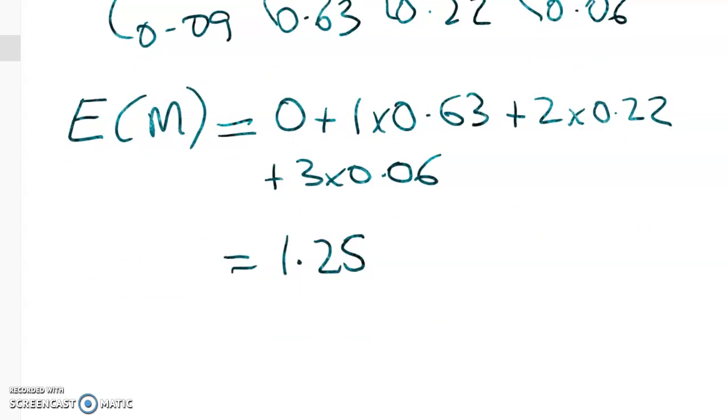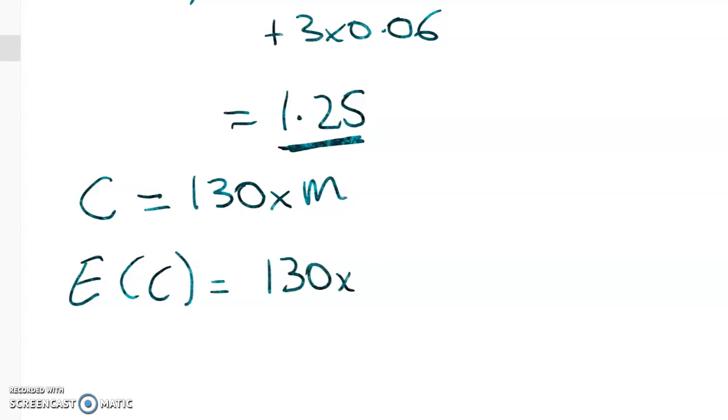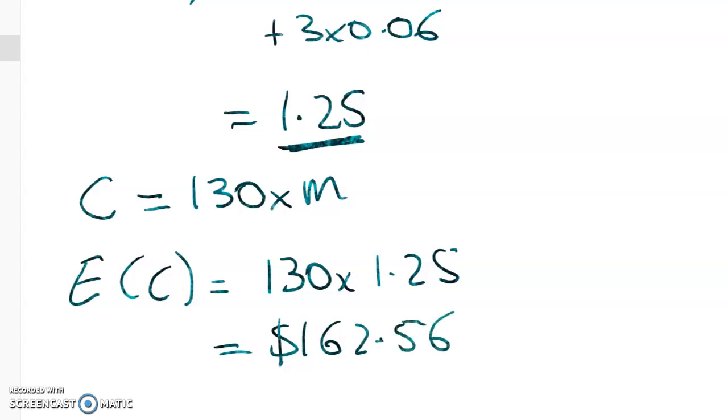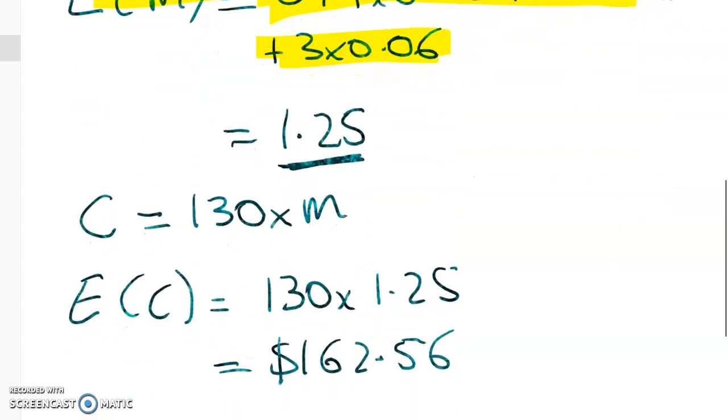Now, don't round that to 1, right? We need to keep that as an exact number. And the cost is equal to 130 times the number of mobiles. So the expected cost is equal to 130 times 1.25, which gives me $162.56. Right, obviously you didn't need to write all of that out. So things that I would do are this line here, and then this line here at a bare minimum, right?